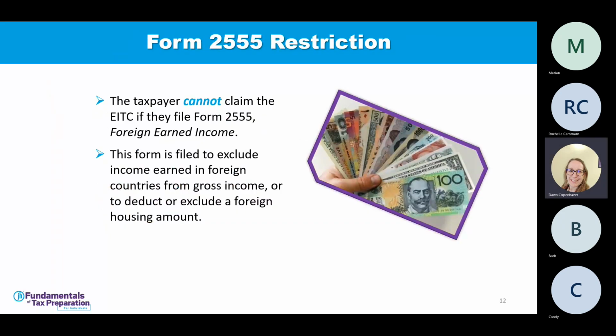Okay, so I talked about the Form 2555 restriction, the foreign earned income form. If the taxpayer is filing this form with their tax return, they are automatically not eligible to file for the earned income tax credit. It doesn't matter if their income meets the threshold, that automatically disqualifies them from getting the credit.